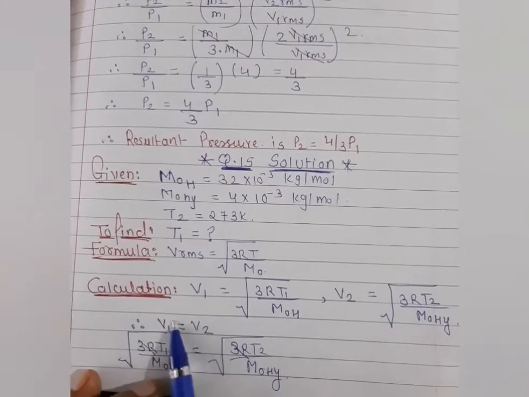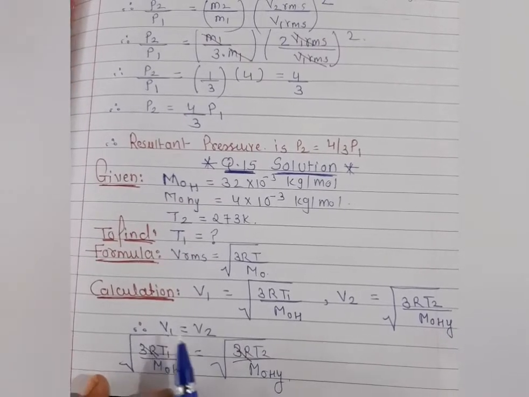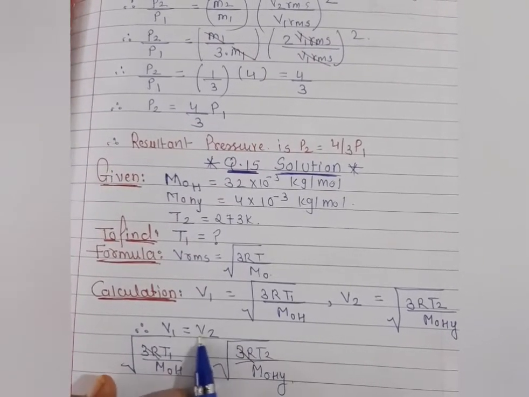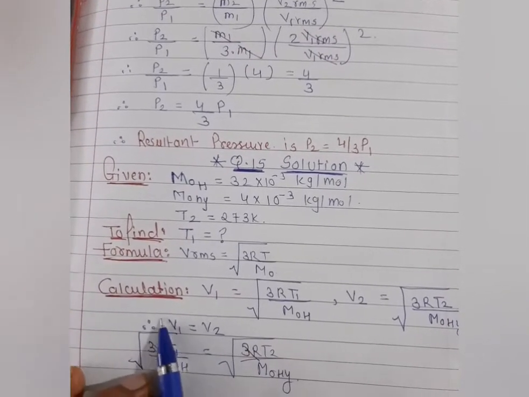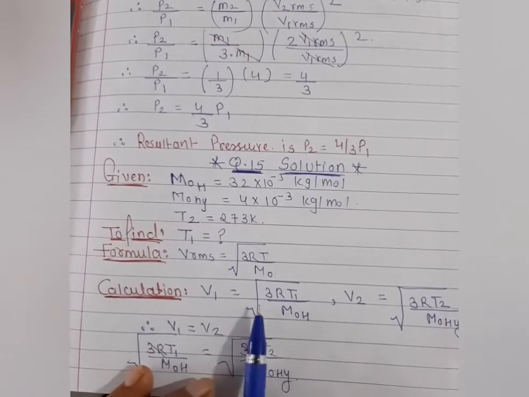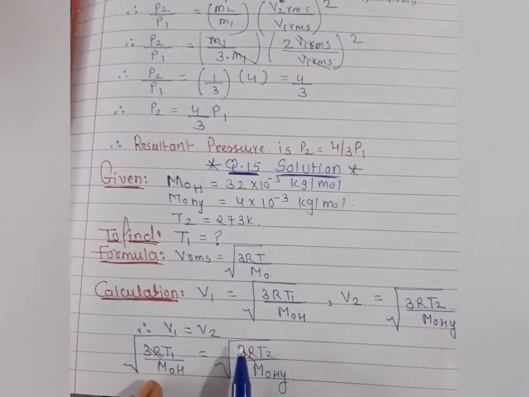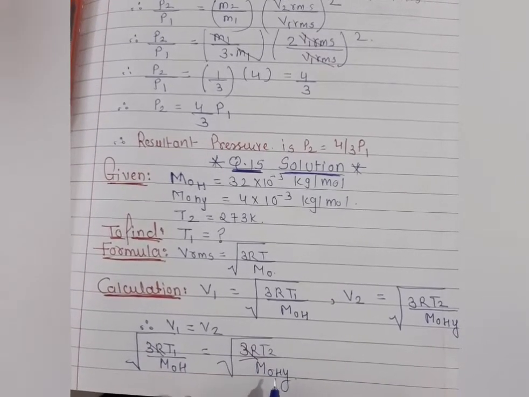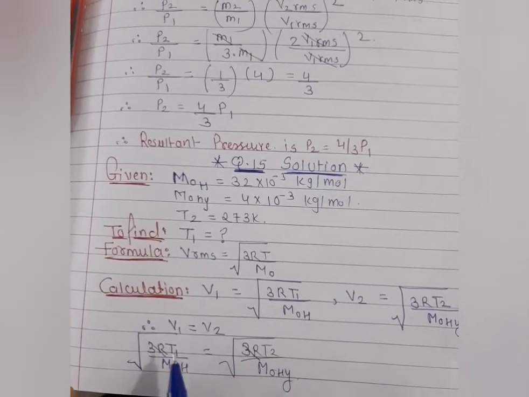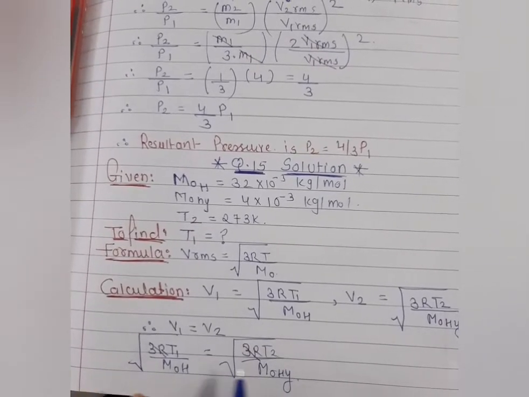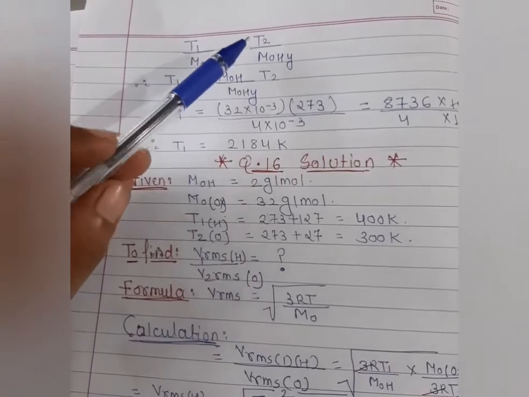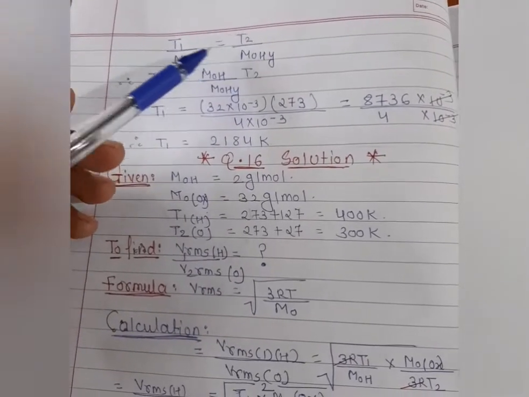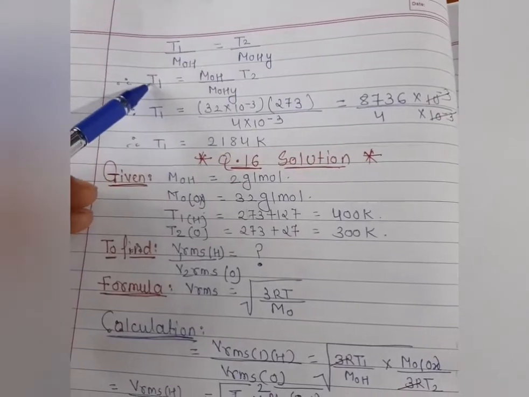Let's take the equality of this velocity at this temperature, because it is mentioned in the condition at what temperature their RMS velocity is the same. So I am taking V1 equal to V2: root of 3RT1 upon M0 for helium equals root of 3RT2 upon M0 for hydrogen. Let's cancel out 3R here, and rearrange the terms of this condition. So we get T1 M0 H is equal to T2 M0 for hydrogen. Here we have to find out T2, students.